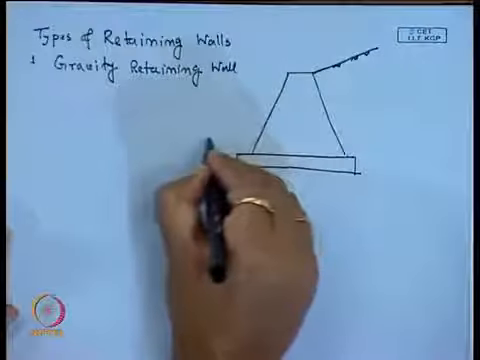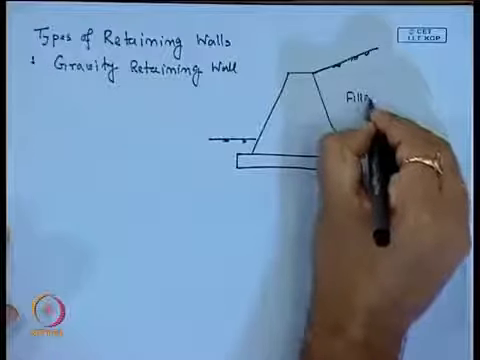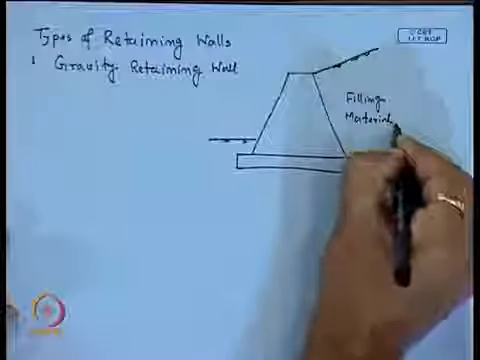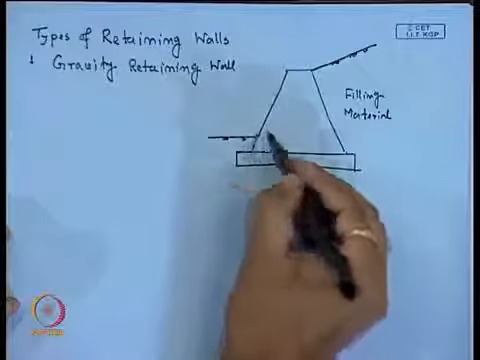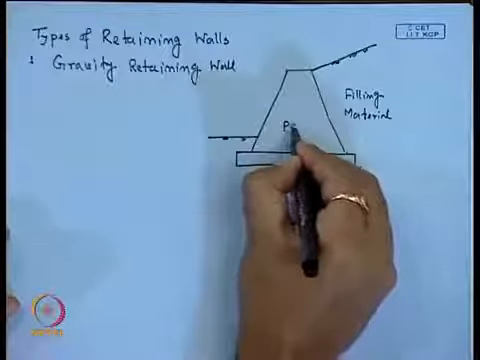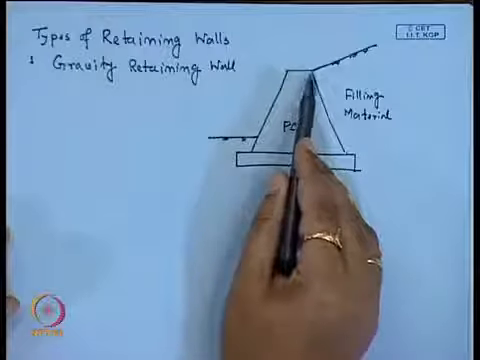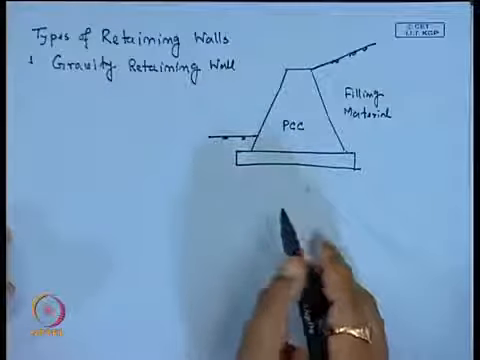This is the ground surface, and this is the filling material. Depending upon its weight, we get the stability for this type of gravity retaining wall, and this is constructed of PCC, plain cement concrete. We will not use any reinforcement for this type of retaining wall, and it is not economical for large height. If the retaining wall height is very large, then this type of retaining wall is not very economical.